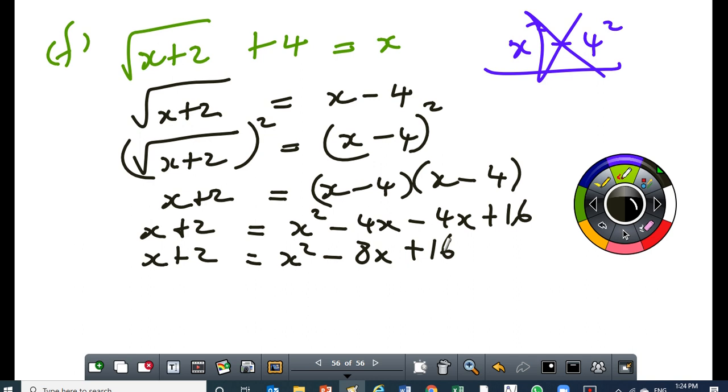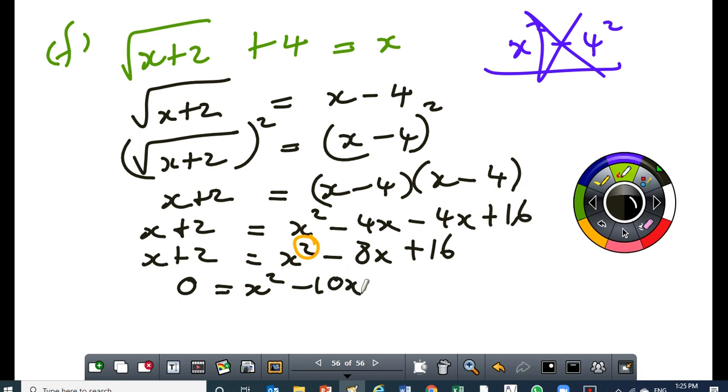Once you get here, because of that 2, it means you are supposed to create a quadratic equation. So you take the x to the right, the 2 to the right. You do that, you end up getting this trinomial. It will be x squared minus 8x minus x, so minus 9x. Then 16 minus 2 gives me positive 14. Right? I can rewrite that and say x squared minus 9x plus 14 equal to 0.